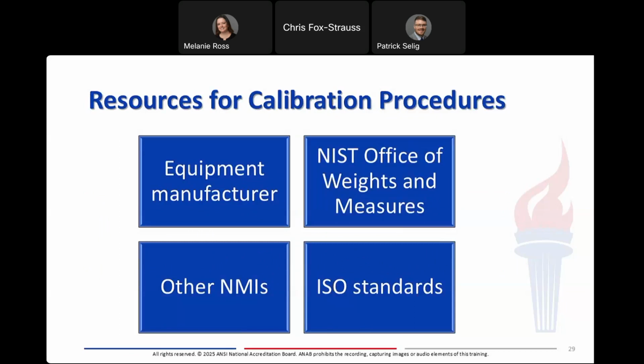There are many different resources for the development of calibration procedures that calibration service providers use. The first and most obvious source would be the equipment manufacturer. NIST's Office of Weights and Measures also provides general calibration procedures for laboratory equipment. There are many ISO standards that provide guidance on calibration of equipment as well, and other NMIs could offer guidance on calibration of equipment. There are other standard developer organizations, such as ASTM, that write calibration methods as well.